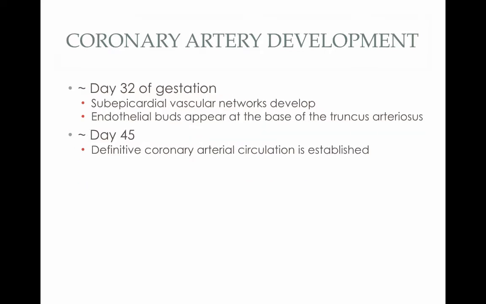Coronary artery development happens from about day 32 of gestation, when the subepicardial vascular network starts to develop. There are endothelial buds that appear in the base of the truncus arteriosus. And by day 45, there's a definite coronary artery circulation. That circulation is established and has all the different branches from the right and left coronary artery.